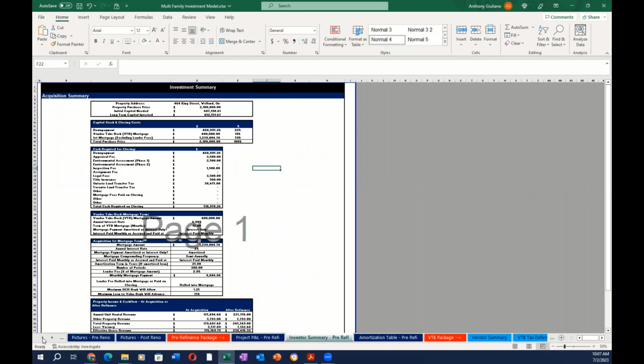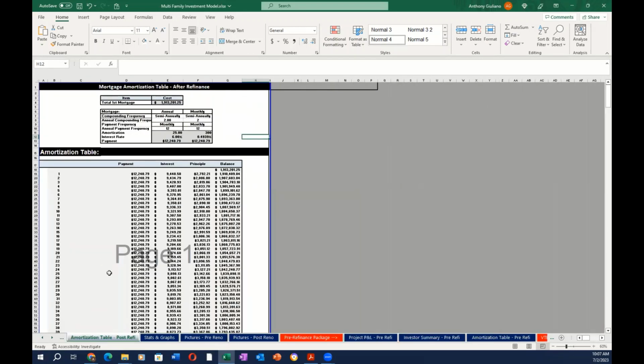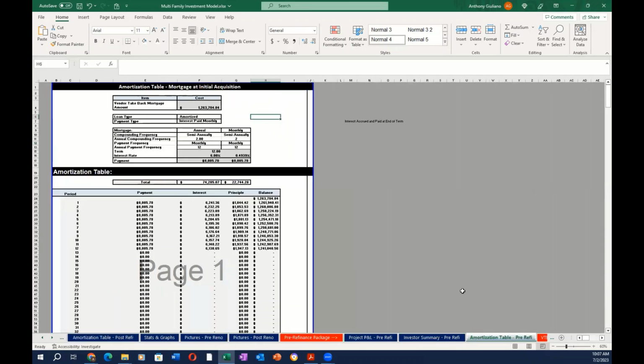It will also automatically generate your amortization table for your pre-refinance mortgage and your post-refinance mortgage, with the post-refinance mortgage being here and the pre-refinance mortgage being here. I'll go through these in a lot more detail throughout the session today.